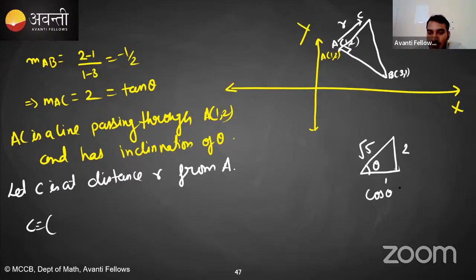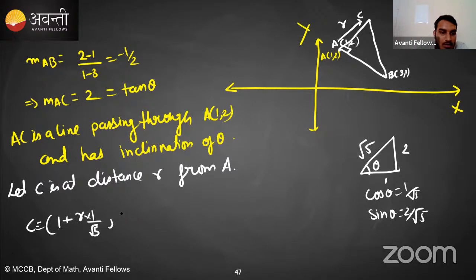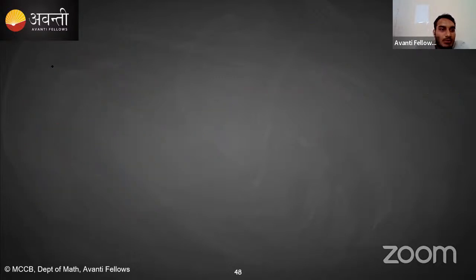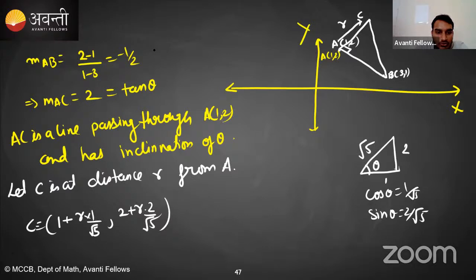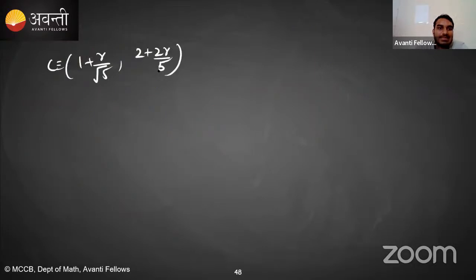So what is cos theta? 1 by √5. What is sin theta from this triangle? 2 upon √5. So C can be written as x1 plus R cos theta, comma y1 plus R sin theta. Clear? So the C point comes to 1 plus R by √5, comma 2 plus 2R upon √5. If we can find R, then we can get the C coordinate. That's all.